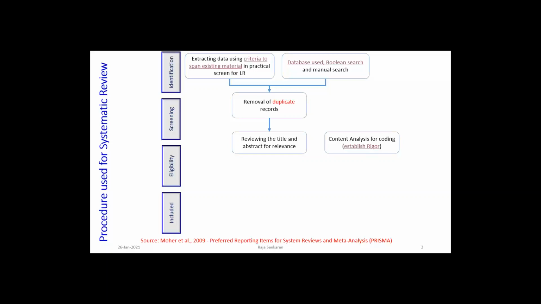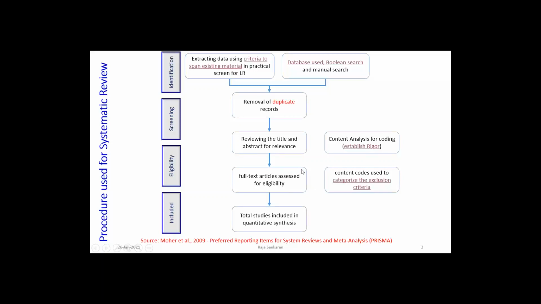There are some measures as well for identifying this. I will be touching base on Cohen's Kappa. Then come the full text articles, which are assessed for eligibility. Again, here we can have various categorizations for inclusion and exclusion, and the content codes from the previous step can be used here again for the qualification of the research papers. And then we come to the final total studies.